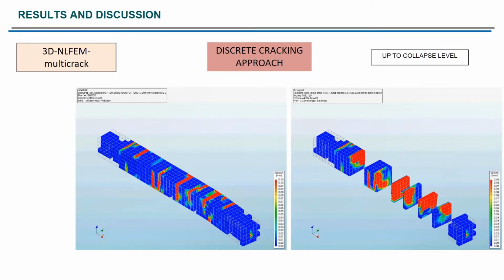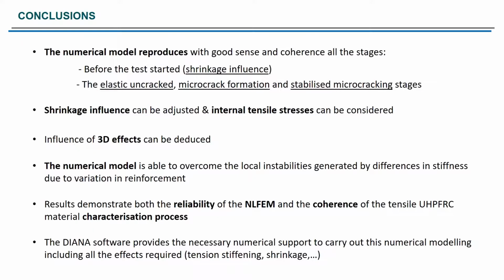Well, with this, I will conclude my presentation with some conclusions. The numerical model developed reproduced with sense and coherence the stages: the shrinkage effect, the elastic microcrack formation, and stabilized microcrack formation. Shear influence is very important and can be adjusted with the model, and the internal tensile stresses can be considered. The 3D effects are also important for this specific test.